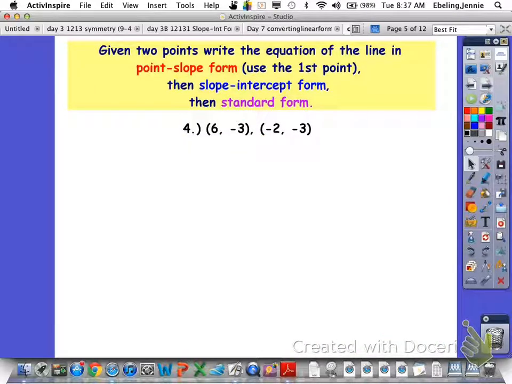Okay, for this problem number 4, I want you to write it on your paper, and I want you to go through the same steps that I went through on that last problem, then turn the video back on and compare your answer.